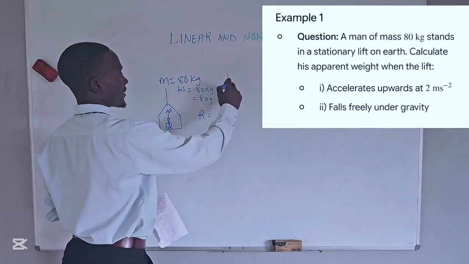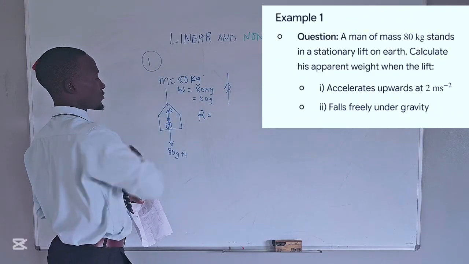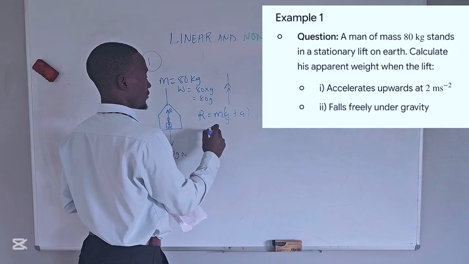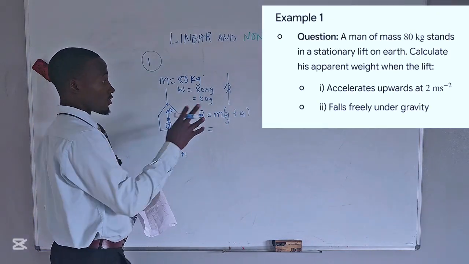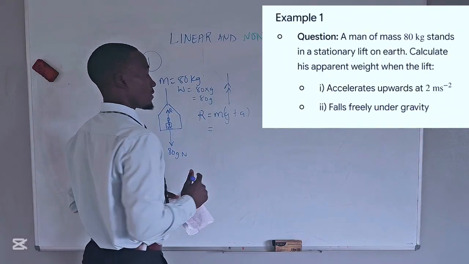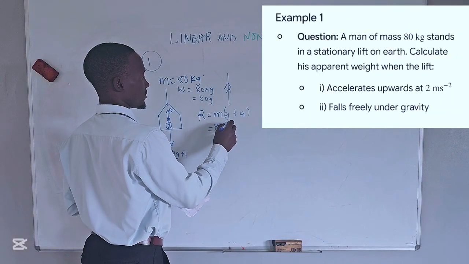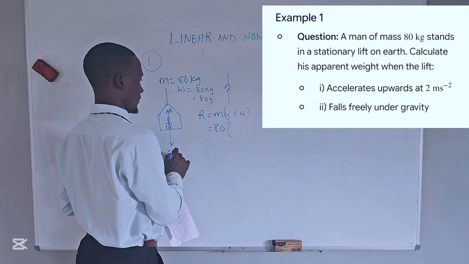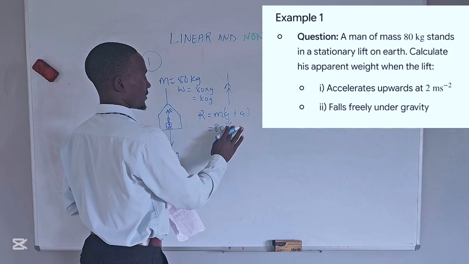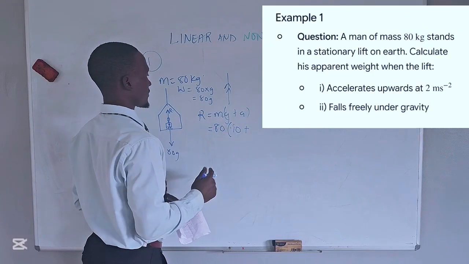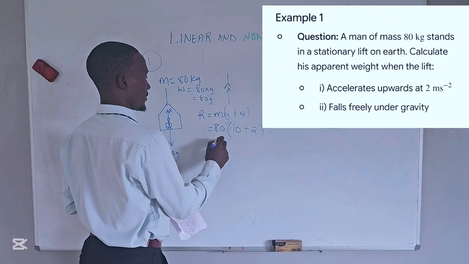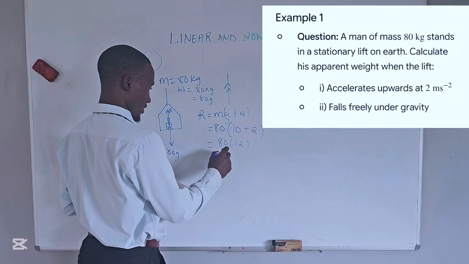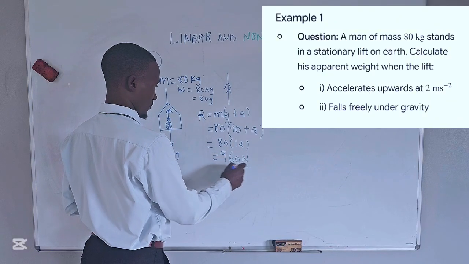So if it is accelerating upwards, this is question 1, we know that R is equal to m(g plus a). For those who have not watched my previous video, go and see how we came up with this. So that is the mass, 80. First let's just call this the weight. The acceleration due to gravity, that's 10, plus the acceleration, which is 2. This becomes 80 times 12. And when you use your calculator, you're supposed to have 960 newtons.